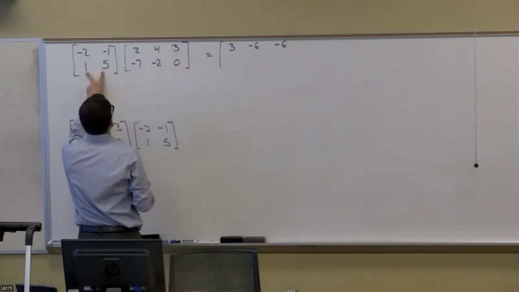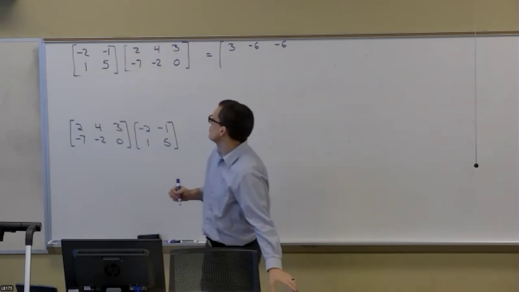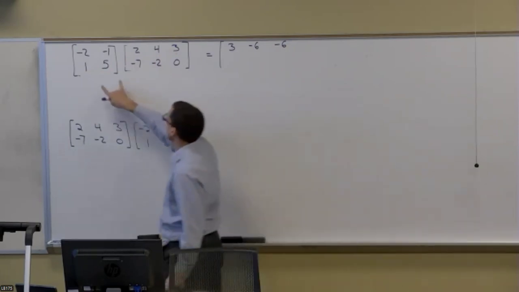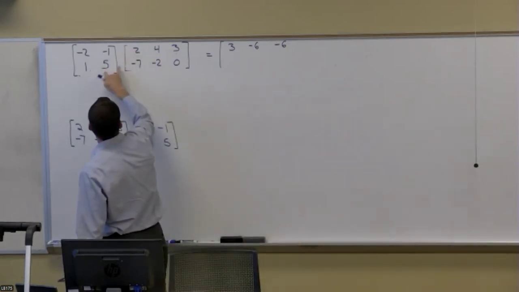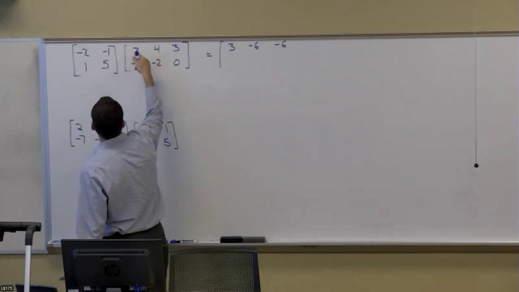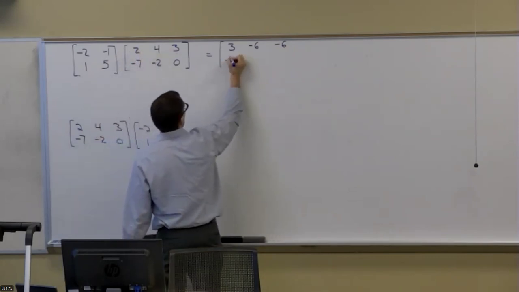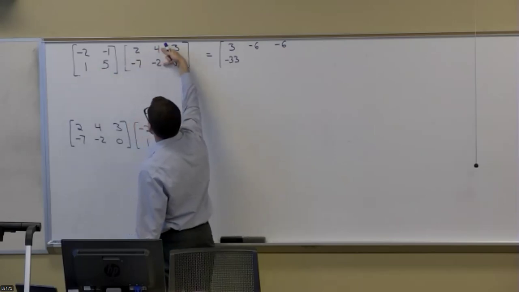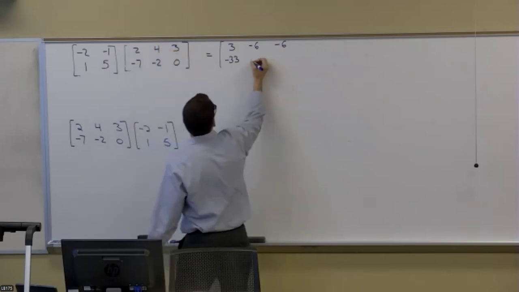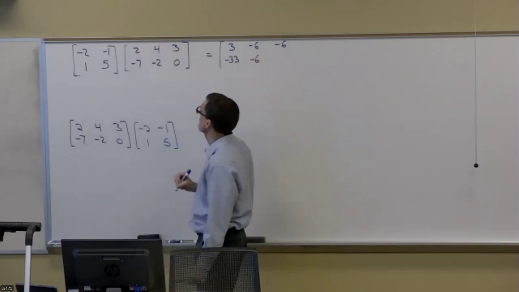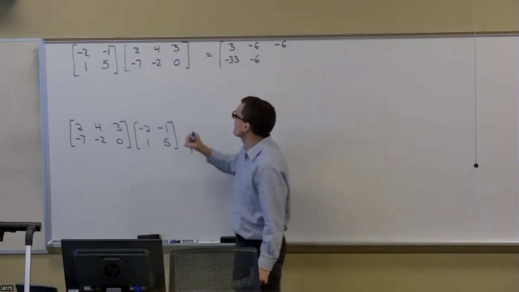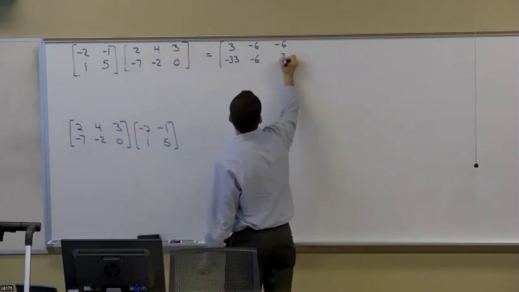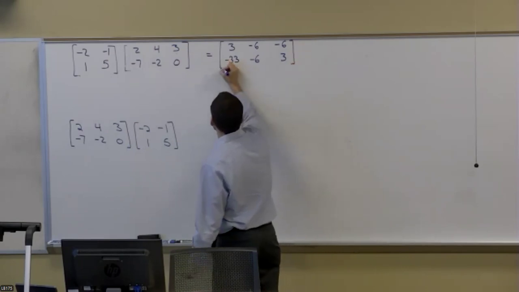This one, we're going to get 2 minus 35. 1 times 2 is 2. 5 times -7 is -35. So I'm getting 2 minus 35, which is -33. Then I'm getting 4 minus 10, which is -6 there. And then I get 3 plus 0. So I end up with that.